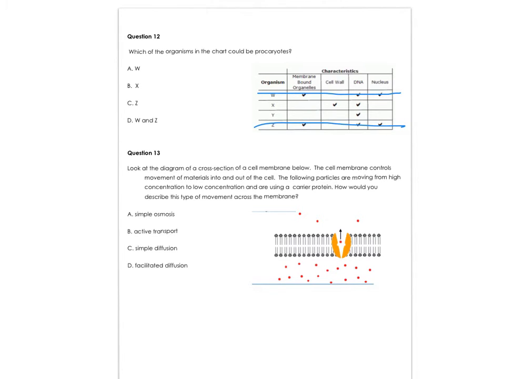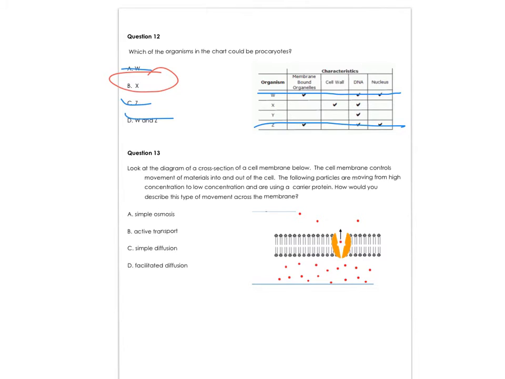So now let's look at our choices. W, we just said it can't be W. X, it could be X, but I got X or Y. One of those two could be. Z, can't be Z. I already crossed that out. W and Z, can't be W and Z. What's the only choice I have left? B.